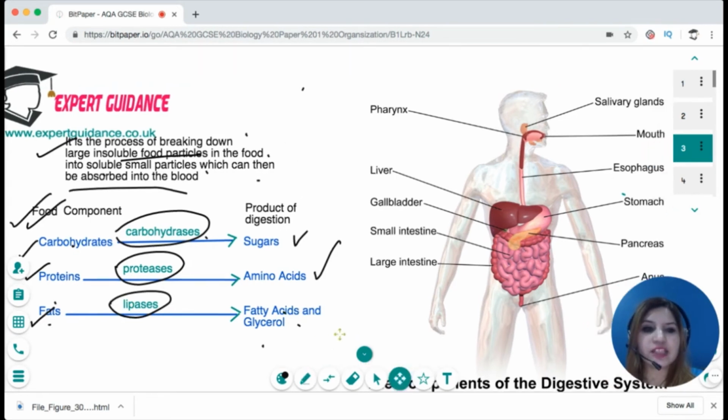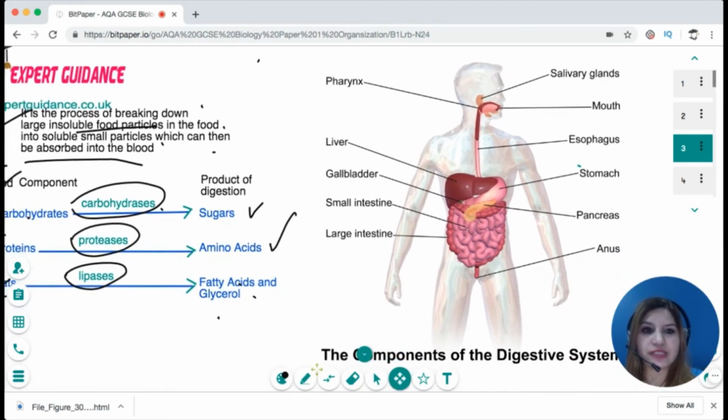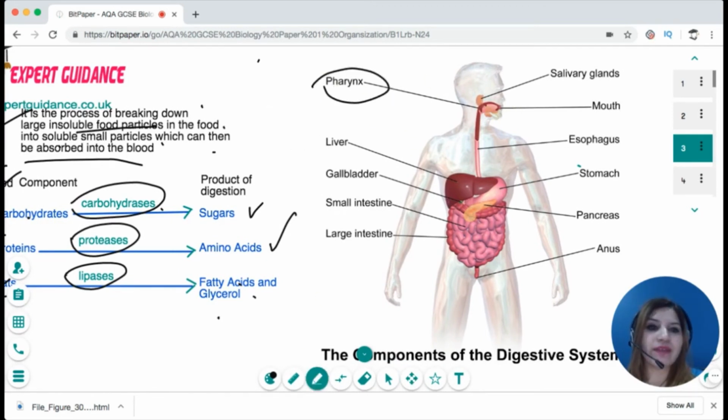Now, this is the structure of the digestive system, and you should know how to label it. It starts with the mouth and the pharynx, and then there are the salivary glands that release saliva, which softens and moistens the food. Saliva also contains the enzyme amylase that begins the digestion of starch to sugars. You must have seen people say that if you chew the food, it tends to taste sweeter. The reason is that the amylase enzyme starts to digest the starch in the food into simple sugars.